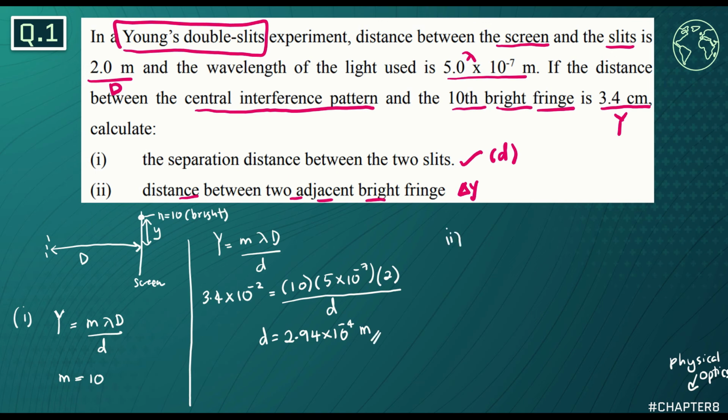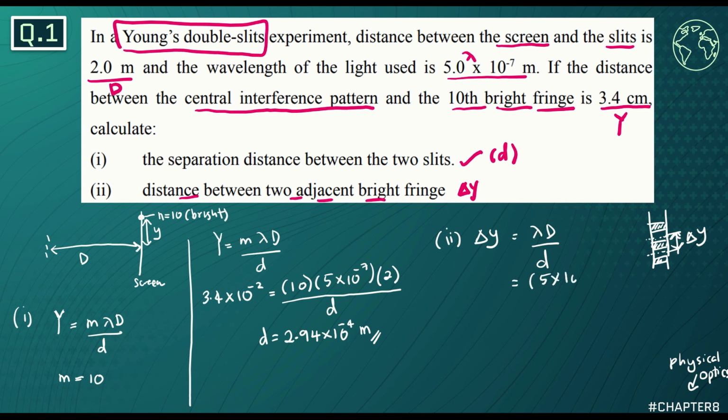For the second one, we want to find delta y. Two adjacent bright fringes, you can imagine it as in this drawing. Imagine this is dark, this is dark, and again dark. The one that we want to find out is this distance, delta y, from bright to bright. Adjacent, consecutive.